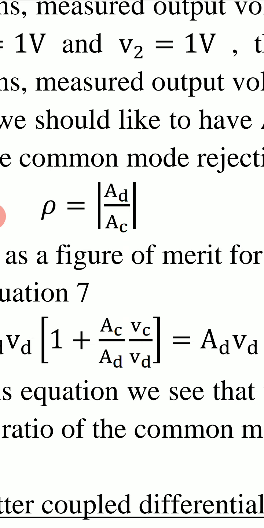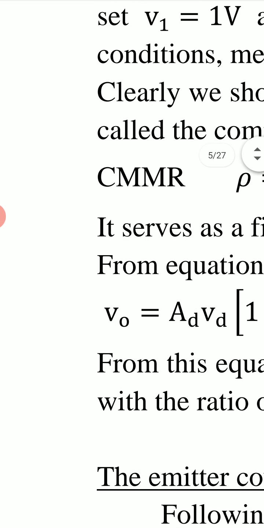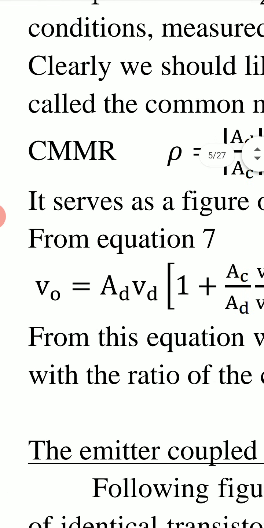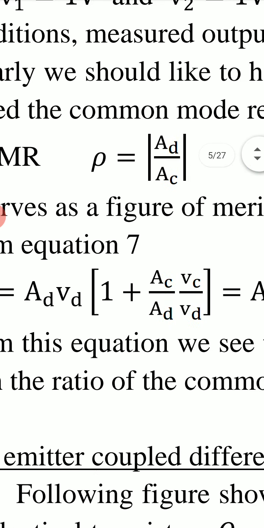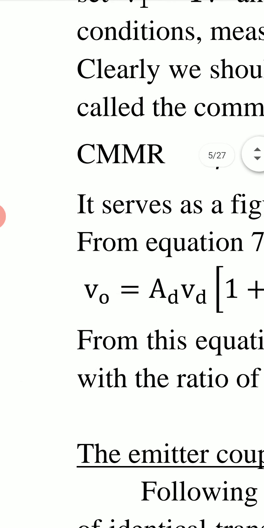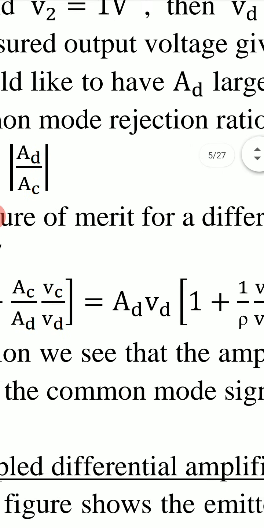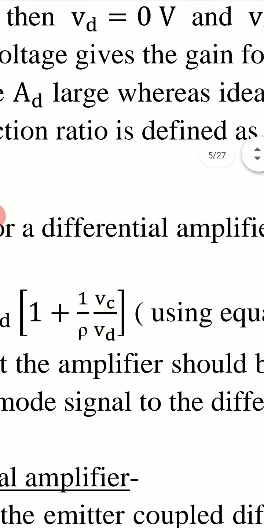But the differential amplifier we require must have this common mode rejection ratio rho as very large. This common mode rejection ratio rho, which is ratio of AD and AC, serves as a figure of merit for a differential amplifier.